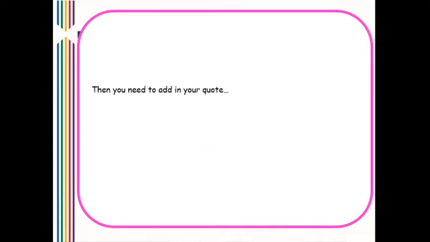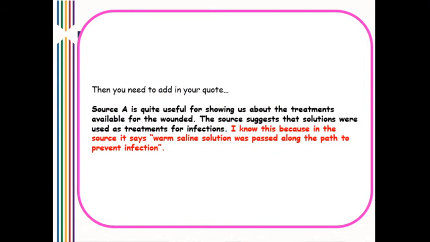So once we've made the inference, we then need to add in the quote to back it up. So there's our quote. I know this because in the source it says, always use quotation marks when you're quoting as well, "Warm saline solution was passed along the path to prevent infection." Okay, so that's our first little bit done. So we've made an inference and we've selected a quote. That's our first tick of that 3-point checklist.